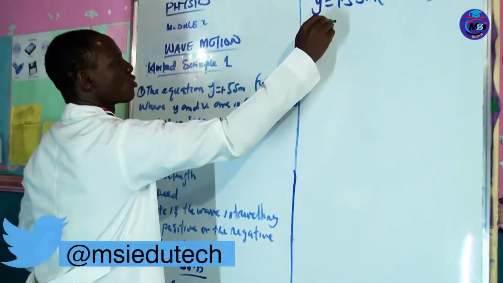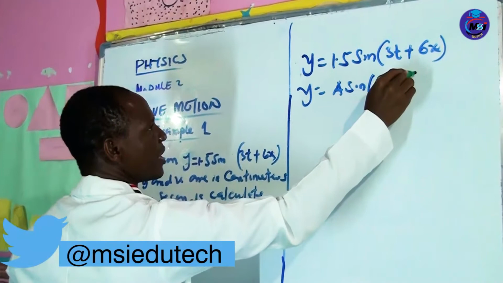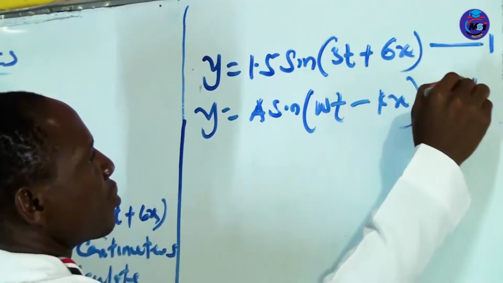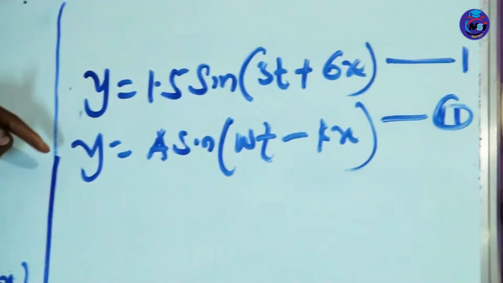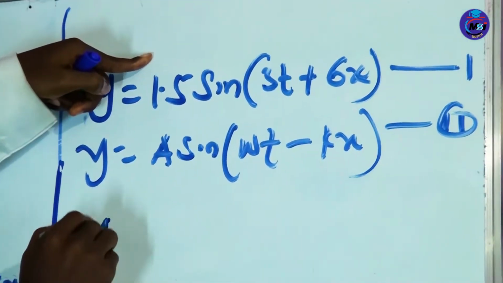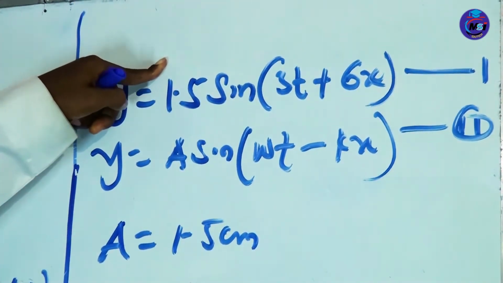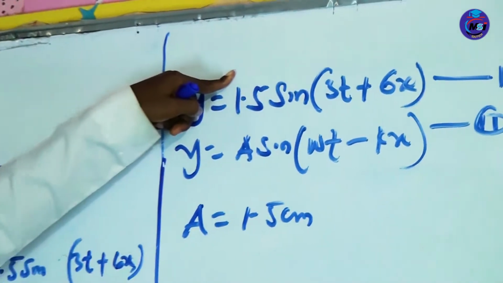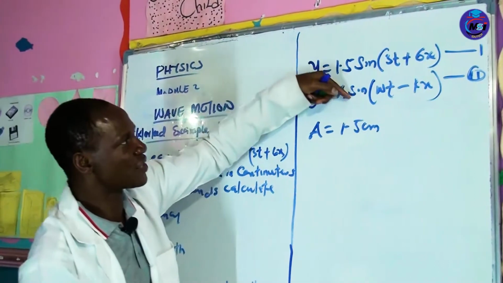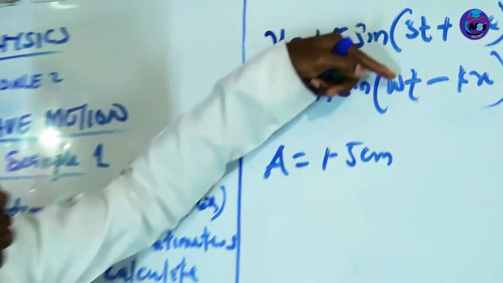You have y equal to a sine of omega t minus kx. Call this one 1, call this one 2. Then if you equate them, this y equal to this y, this a equal to this 1.5. That means a is our amplitude, it's just 1.5 cm. Once you compare, every parameter you are looking for will come out. Now this is sine, this is sine. Then the first term inside the bracket here is 3t, equated to what?